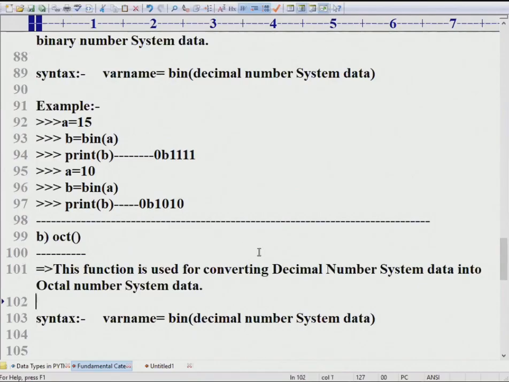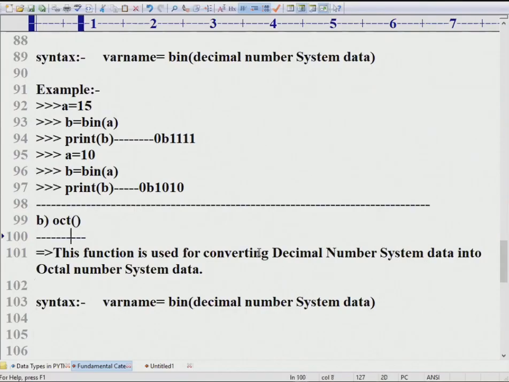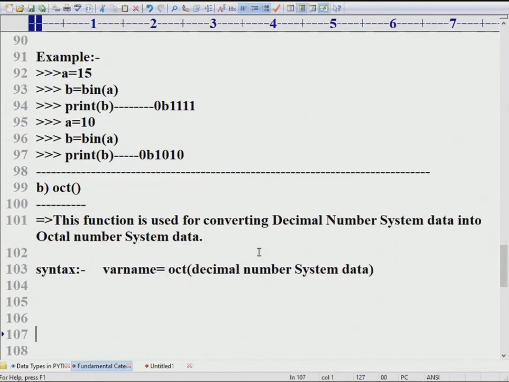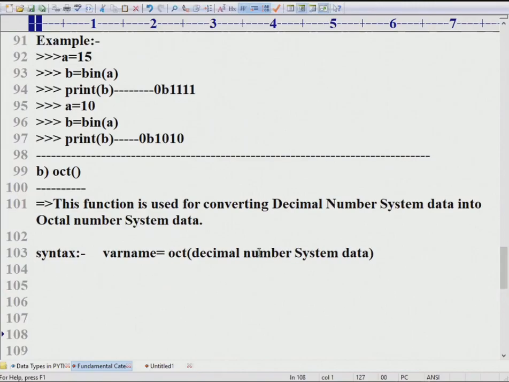Second one is the oct function. It is used for converting decimal number system data into octal number system data. I will take the syntax: oct of decimal number system data. I will take the examples also.